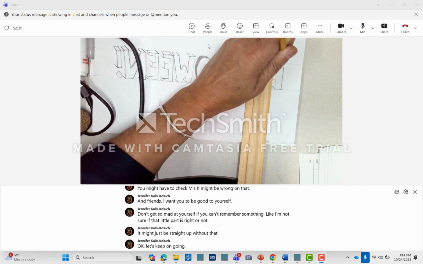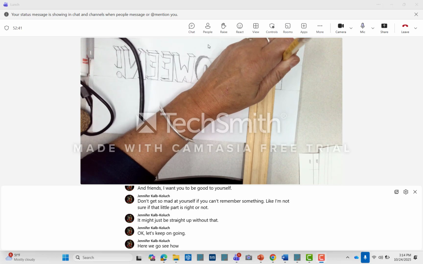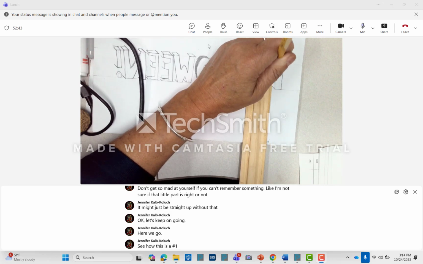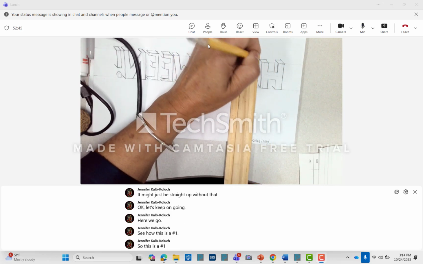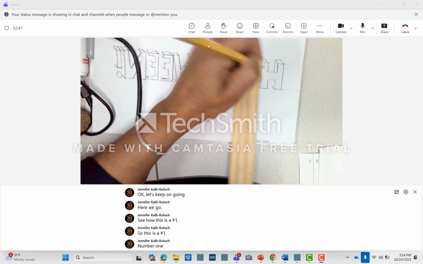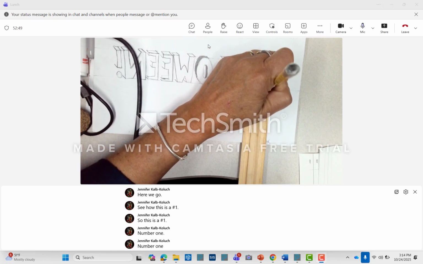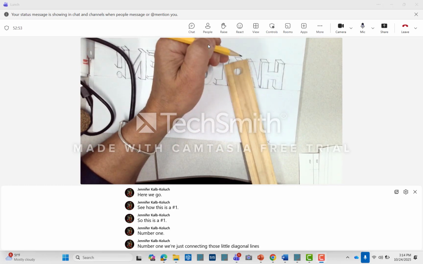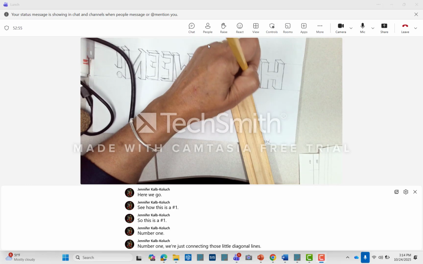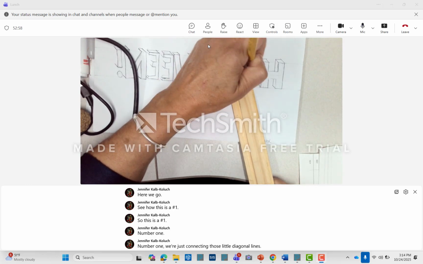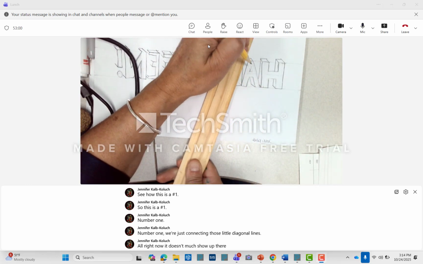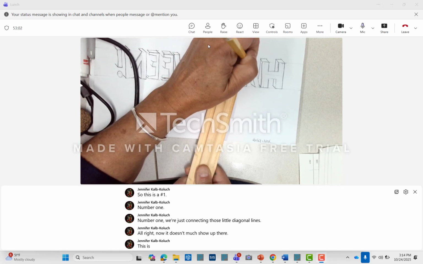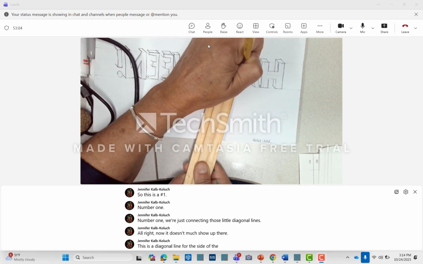Here we go. See how this is a number 1? So this is a number 1. Number 1. We're just connecting those little diagonal lines. All right. Now it doesn't much show up there. This is a diagonal line for the side of the A. Down.